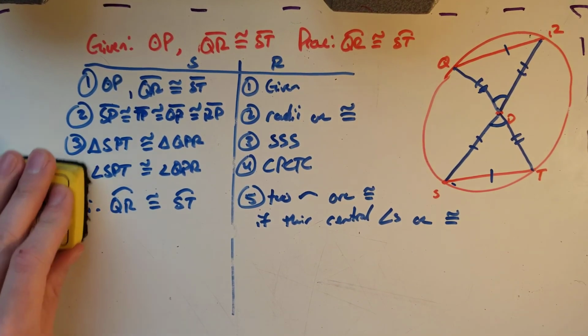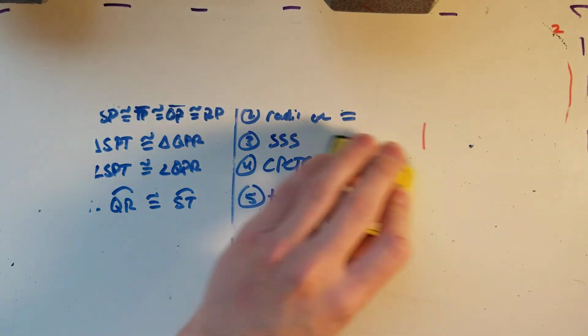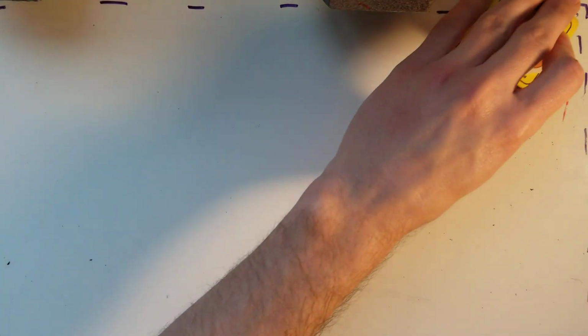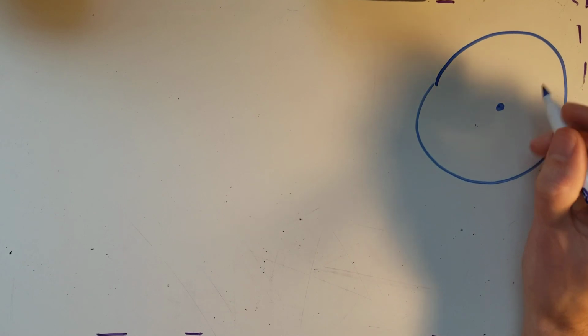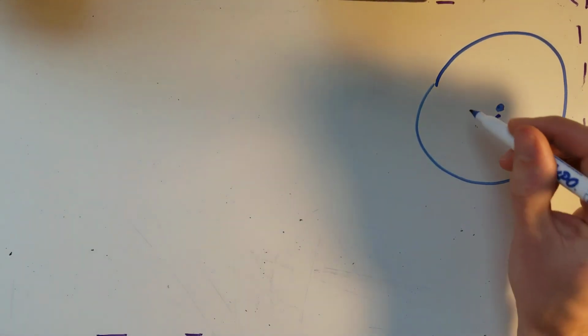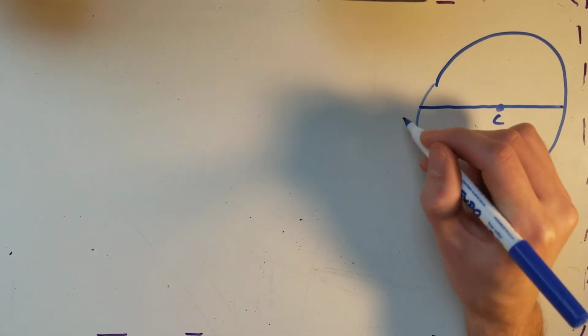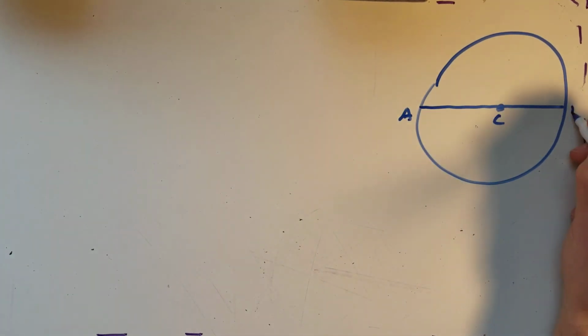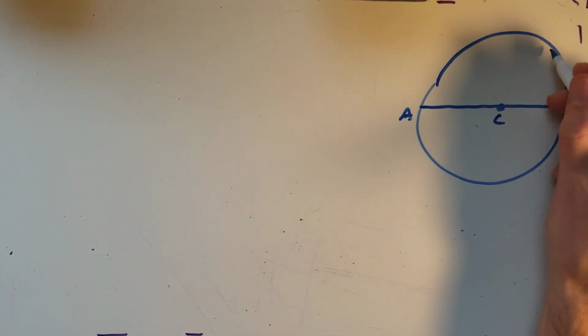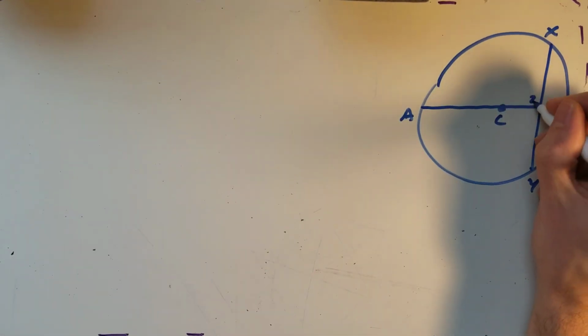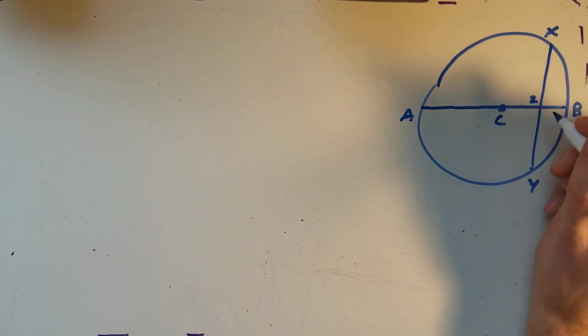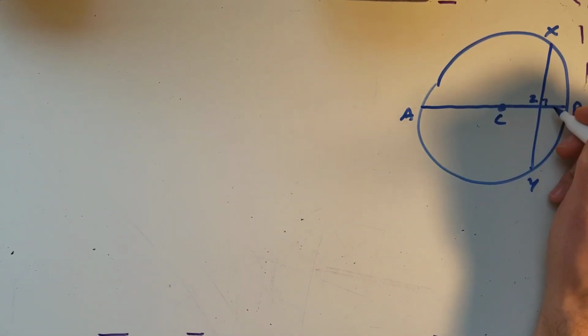Our next theorem that we're going to talk about, our next two actually, are very similarly related to each other. The first one, and I'll draw the picture first so we can describe as we go. Here's our circle. We're given circle C. We're given AB going across, and we're given XY going here, given point Z, and we're given that this is a right angle.